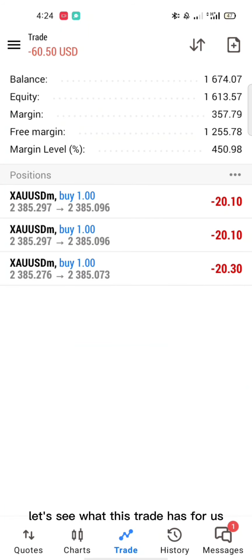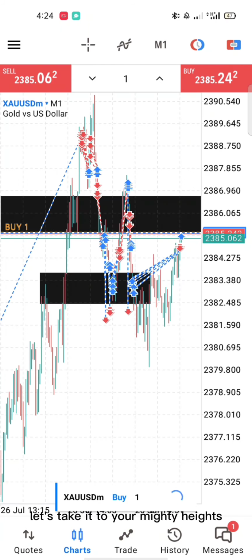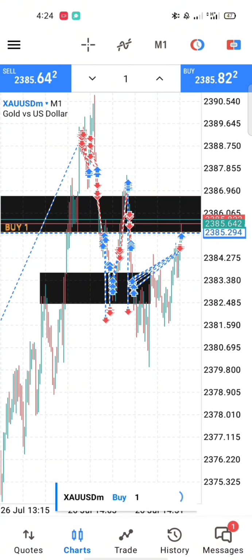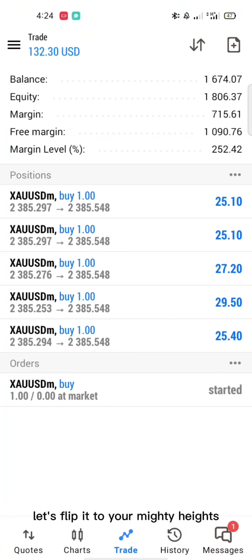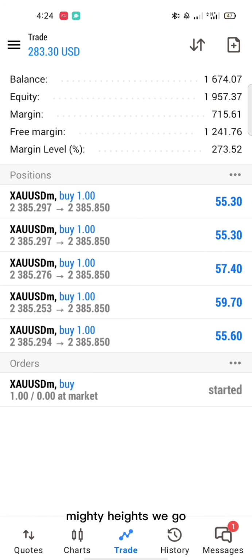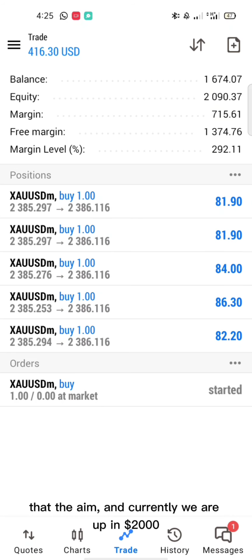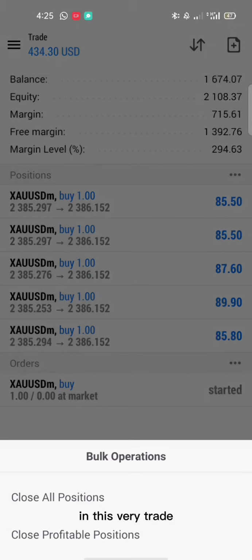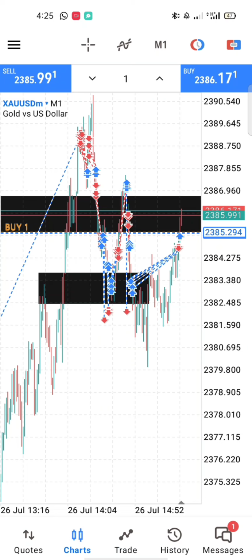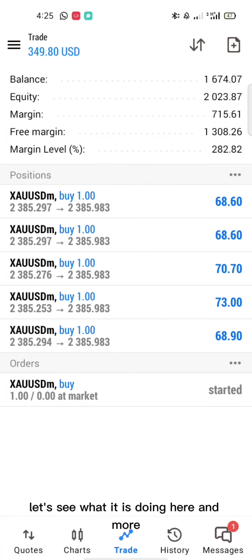Let's see what this trade has for us. Let's take it to a mighty height, $5,000 now, just now, putting in the account. Let's flip it to a mighty height. Mighty height we go. That is the aim. Currently we are up $2,000 something in the trade. The trade is currently buying further. So let's see what the trade is doing here.